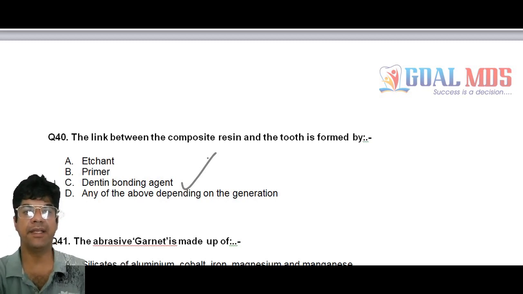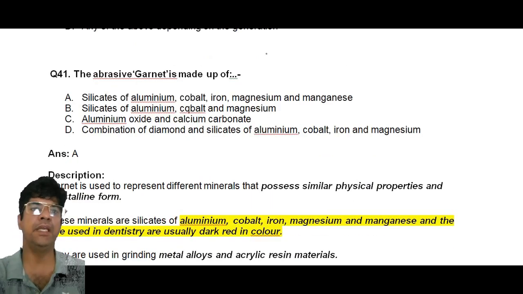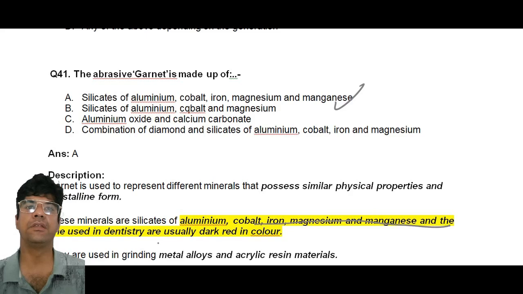The abrasive garnet is made up of silicate of aluminium, cobalt, magnesium, and manganese.